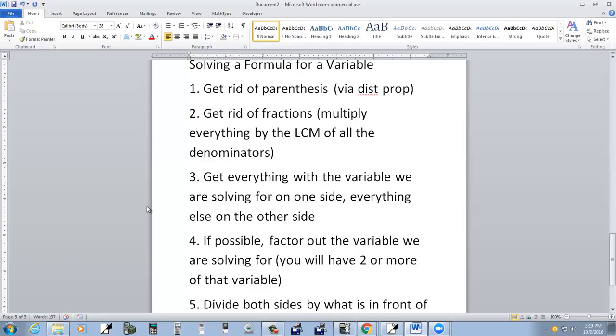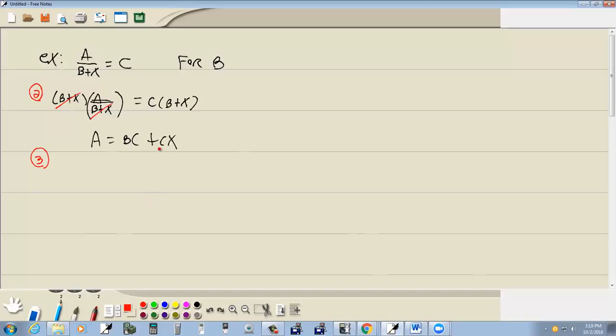Step 3, get everything with the variable we're solving for on one side, everything else on the other side. We're solving for b as in Bill, so I'll take the cx and move it over. So everything with a b will be on the right side, and everything else will be on the other side. When you take anything across the equals, your sign changes. So the positive cx becomes a negative cx. Equals bc.